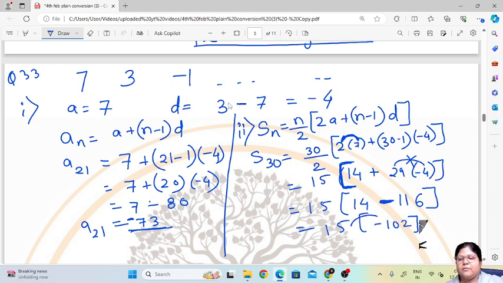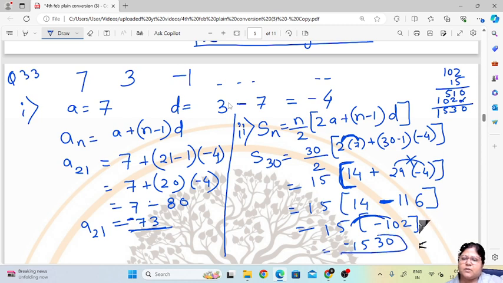Now when you multiply 15 into 102, you can do it in the rough part. 5 2s are 10, 5 1s are 5, 1 2s are 2, 1 0 0, 1 1s are 1, 0, 3 5 1. So 1530 with the minus sign. So this is your sum of the first 30 terms of the AP. Negative 1530. Okay.